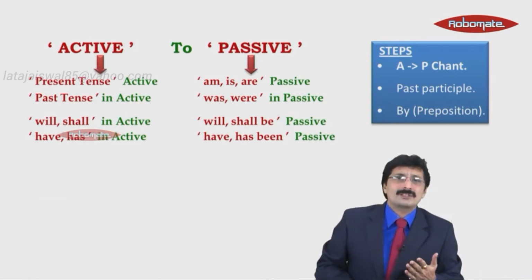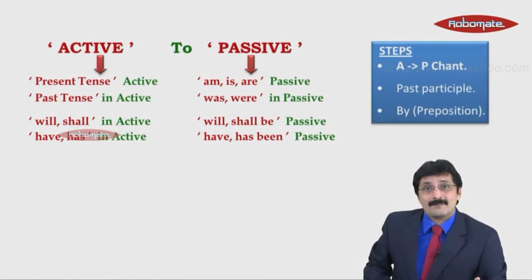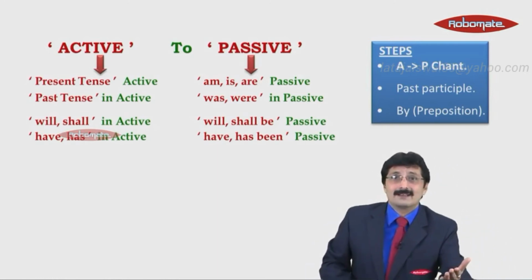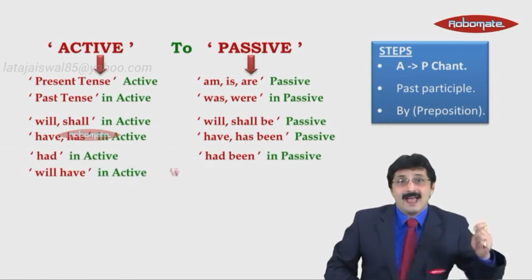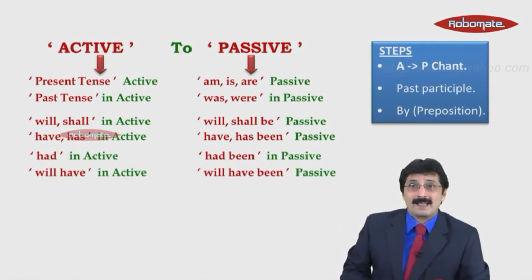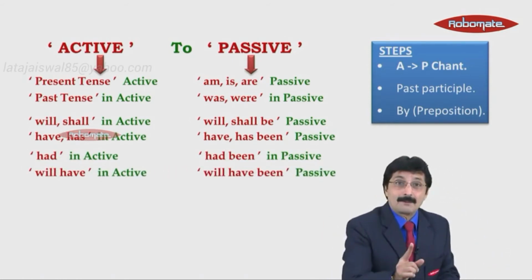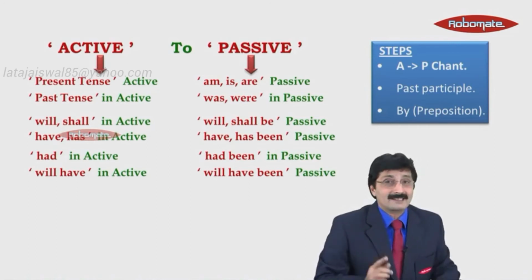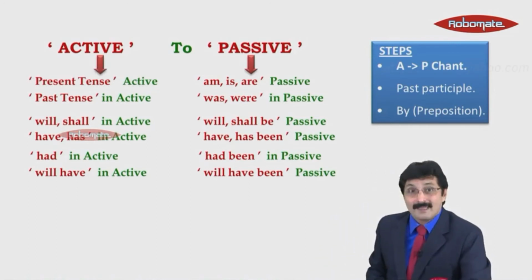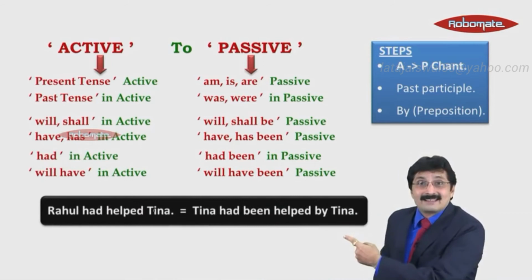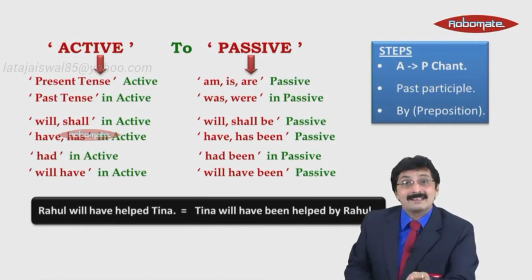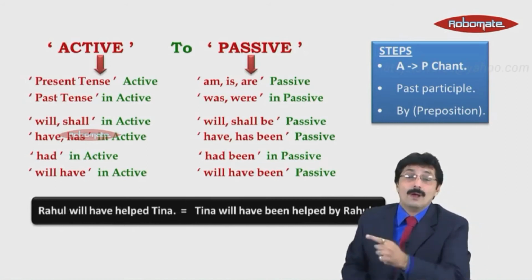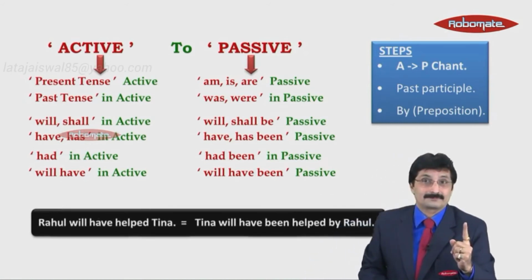And continuing with the chant, present tense active, am, is, are passive. Past tense inactive, was, were, and passive. Will, shall inactive, will, shall be passive. Have, has inactive, have, has been passive. Had inactive, had been in passive. Will have inactive, will have been passive. Yes, my dear friends, had inactive, had been in passive, as you can clearly see. And will have inactive, will have been in passive.